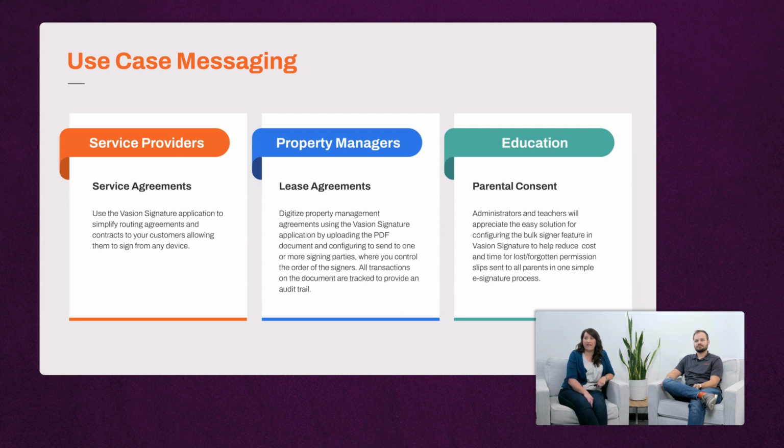And for multi-signer processes, digitize property management agreements using the Vasion signature application by uploading the PDF document and configuring it to send to one or more signing parties, where you control the order of the signers. All transactions on the document are tracked to provide an audit trail.